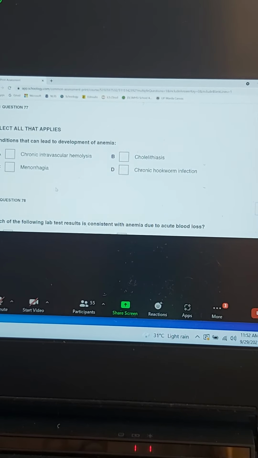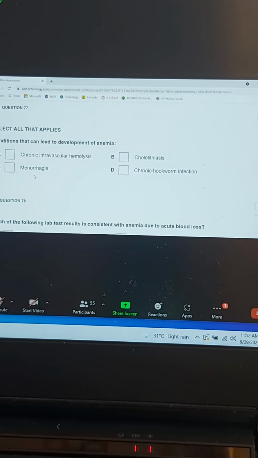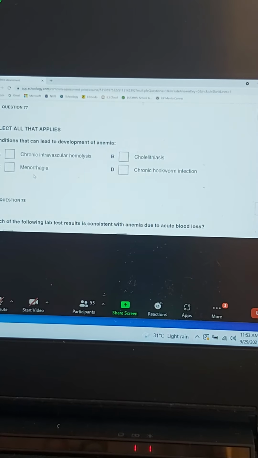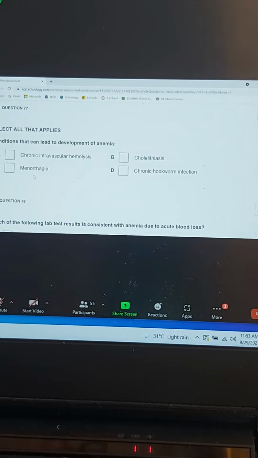Balikan natin yan. Menorrhagia. Yes po, kasi di ba excessive bleeding? So, chronic hookworm infection. Yes, kasi di ba nagkakaroon ng chronic bleeding. So, the A, C, and D all can lead to development of anemia. Sure na tayo dyan. How about letter B, cholelithiasis?